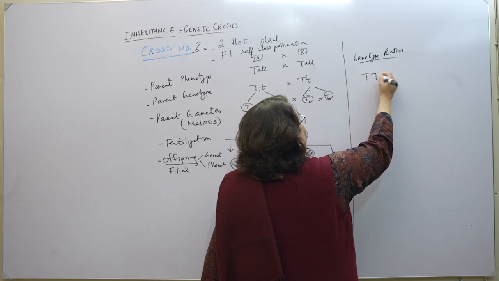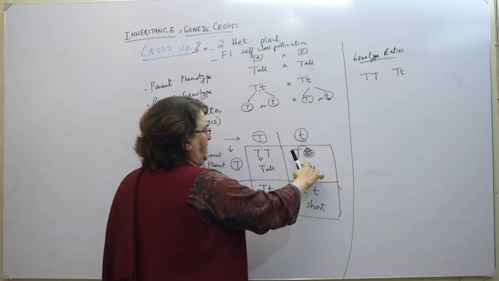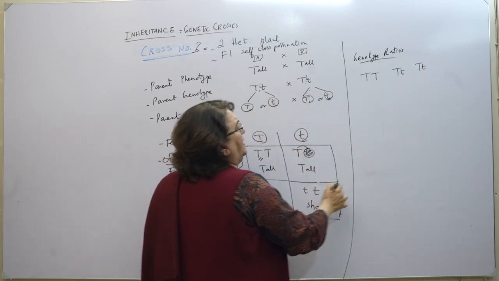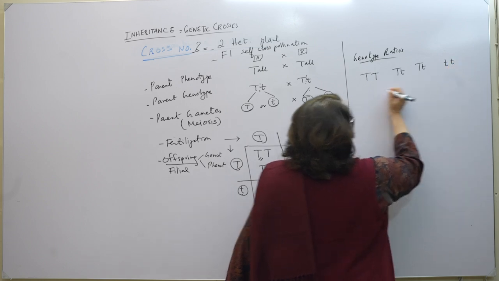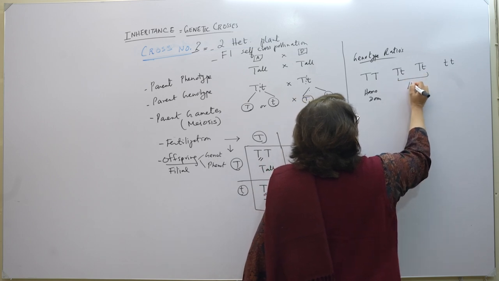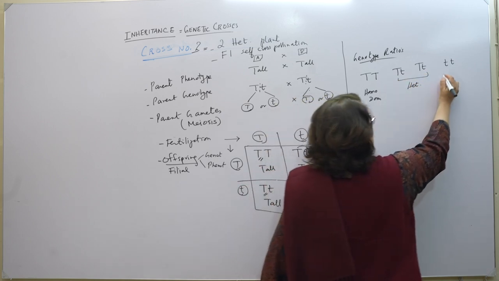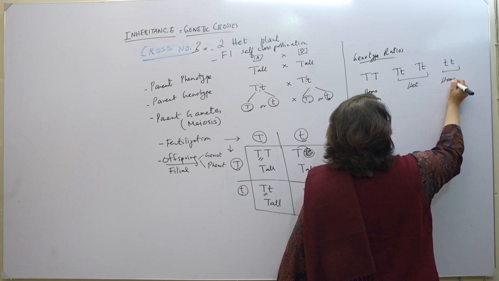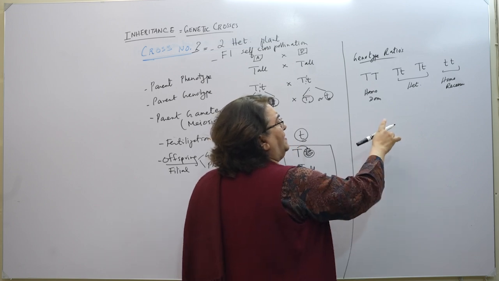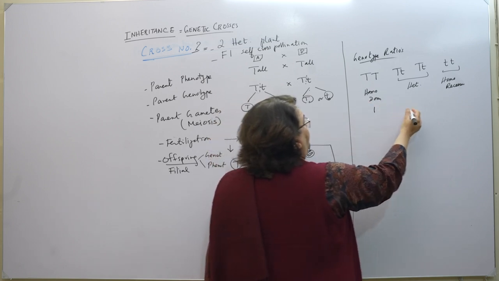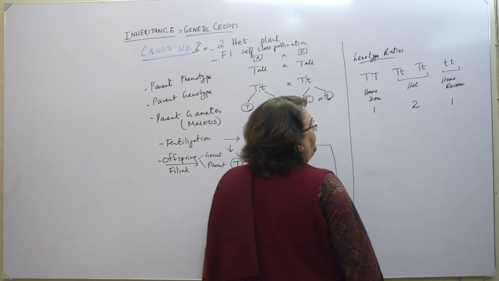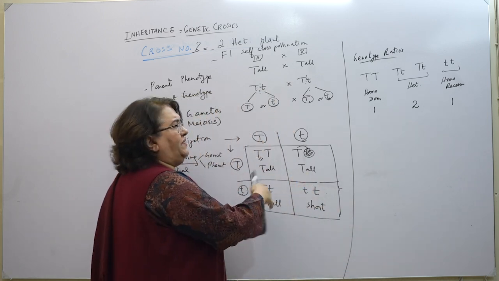So we have capital T and capital T, capital T and small t, capital T and small t. And then the last one is small t and small t. So this is homozygous dominant. These two are heterozygous. I'm going to use short forms. And this is again going to be homozygous recessive. All right. Now what is the number? This was 1 out of 4. This is 2 out of 4 and this is 1 out of 4. 4 meaning the total probabilities that we had, all right?